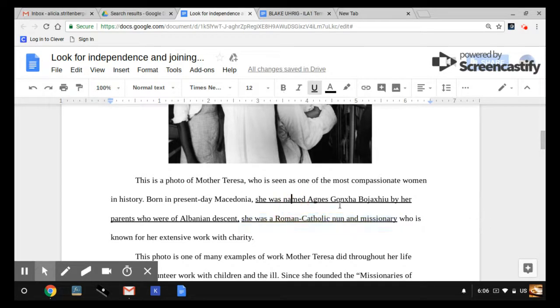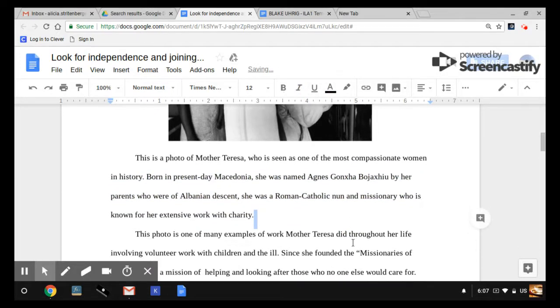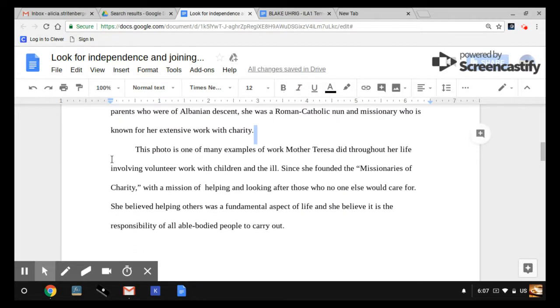So what we do is we check to see, okay, there's only two ideas. Check. If they're joining it, there's either a semicolon or a comma and a conjunction. So this sentence is boss. It's perfectly fine. Take that off. Okay, this photo is one of many examples of work Mother Teresa did throughout her life involving volunteer work with children and the ill. Okay, this photo is an example, and then it describes what the example is. So this sentence is fine.